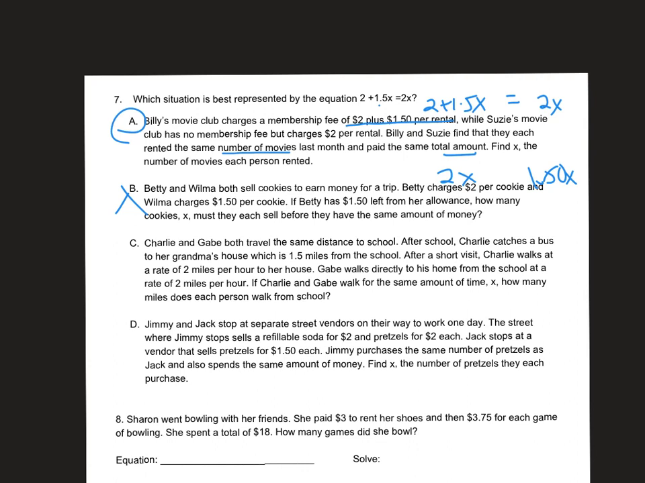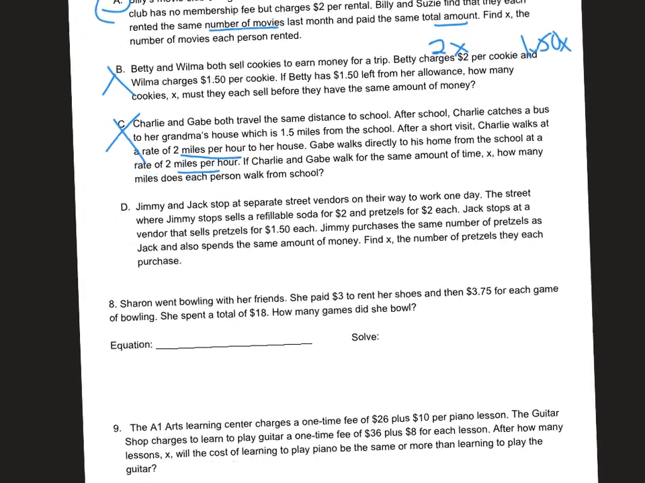Charlie and Gabe both travel after school. Charlie catches a bus to her grandma's house at a rate of 2 miles per hour. Gabe is walking directly to his home from the school at a rate of 2 miles per hour. So they're both traveling at 2 miles per hour. And they want to know how many miles each person travels from school for that same amount of time. So again, one would be 2x, right? And the other one would be 2x plus 1.5. So that one would be incorrect as well. And you could go on and check every single one.